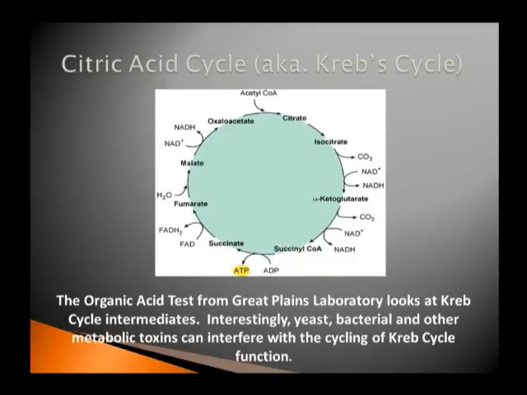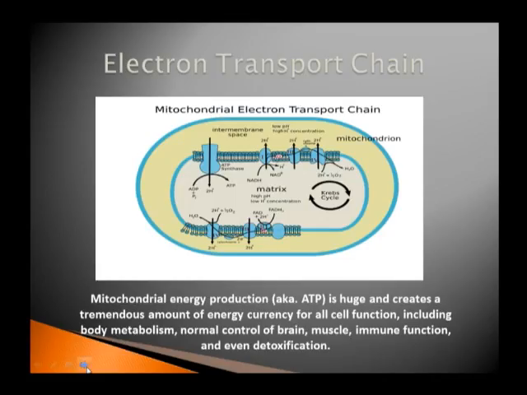So one of the reasons that I love the organic acid test from Great Plains is because it helps to identify different levels of metabolic insufficiency within the mitochondrial function, as well as the other things that we can identify through the organic acid test: yeast toxins, bacterial toxins, etc. But anytime we talk about adrenals, we should also be talking about what's happening at that cellular level.